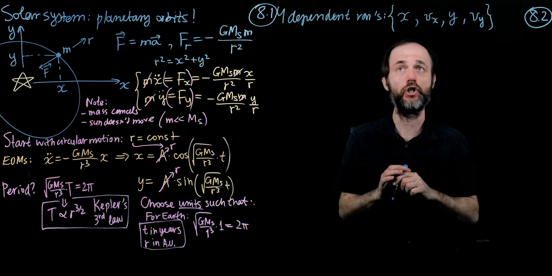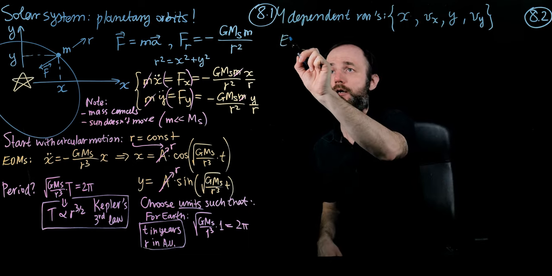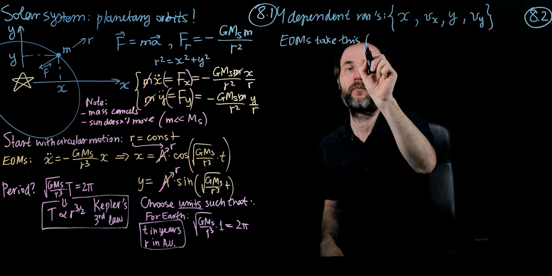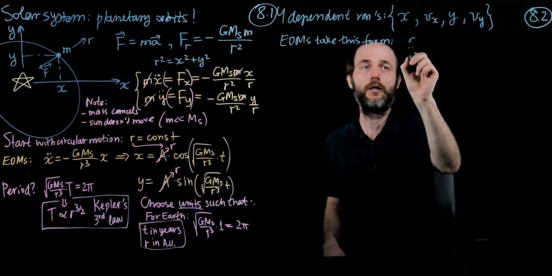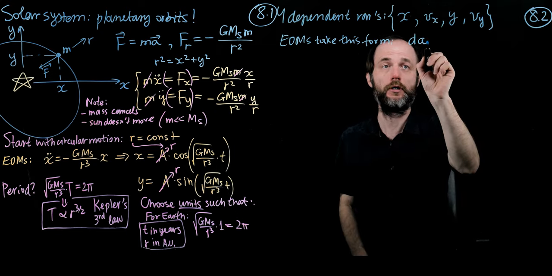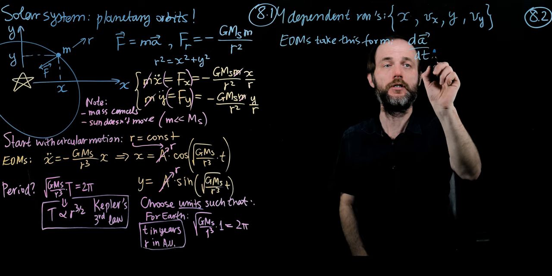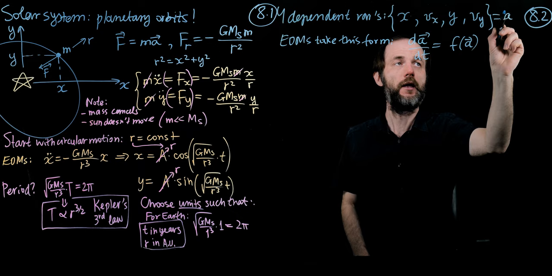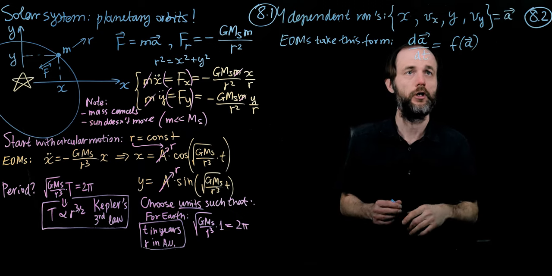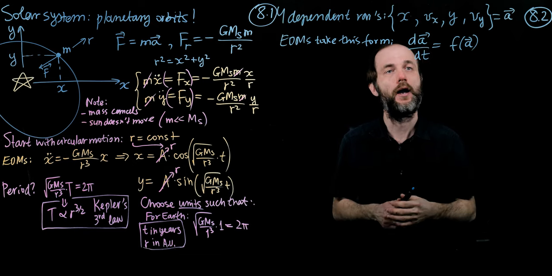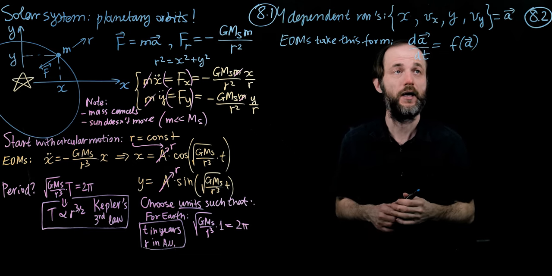And the equations of motion are going to take this form. d of our vector of solution, let's call it A, dt is equal to f of A. And that is our vector of solution. Don't confuse it with acceleration. I just ran out of letters, so I decided to use A as a vector.